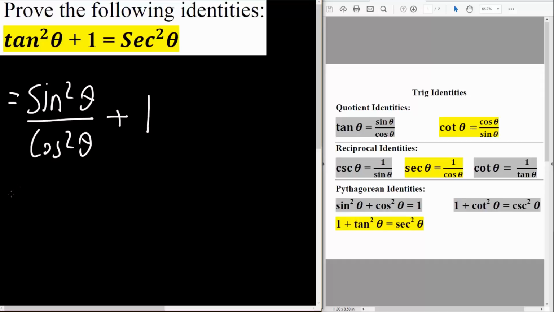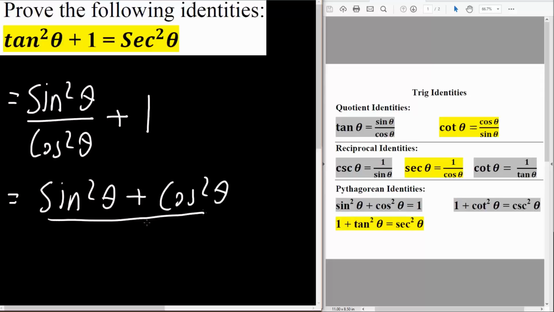So the next step is we want to get a common denominator. The common denominator could be cosine squared theta. So we would get sine squared theta plus cosine squared theta divided by cosine squared theta. If you look at this, sine squared theta divided by cosine squared theta is this, and cosine squared theta divided by cosine squared theta would give us 1.